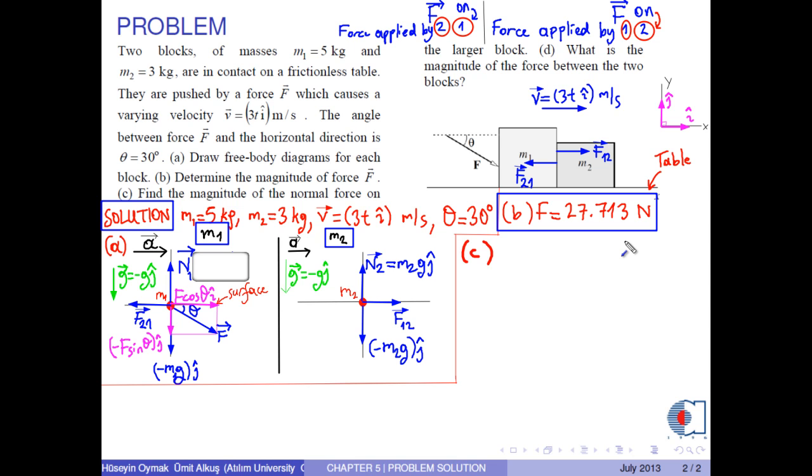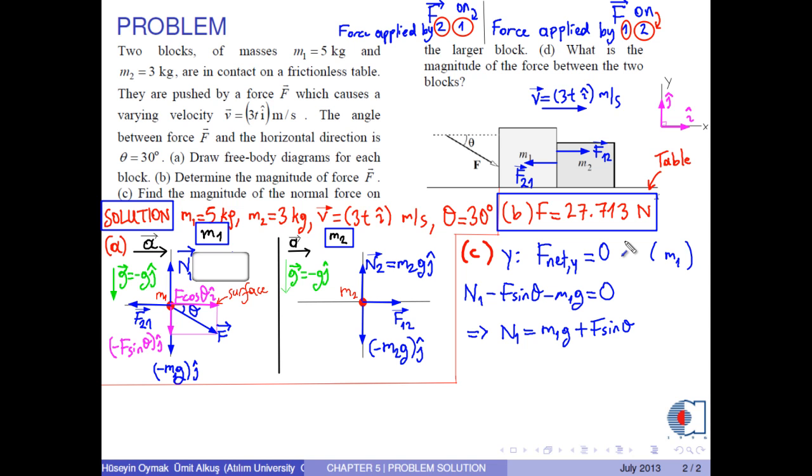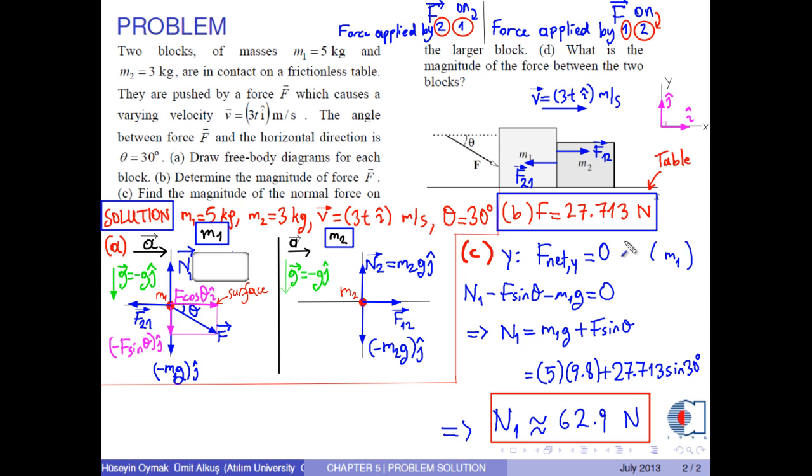In part C, find the magnitude of the normal force on the larger block. From the free body diagram of block 1, for the vertical direction, F net y equals 0. This means that N1 minus F times sine theta minus M1 times g equals 0. So that N1 becomes, with the numerical values, approximately 62.9 newtons.